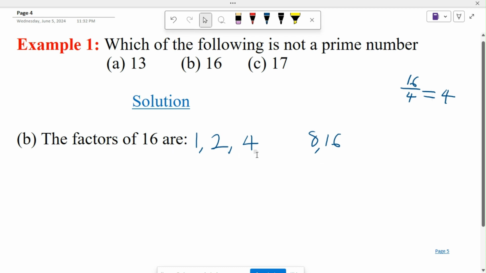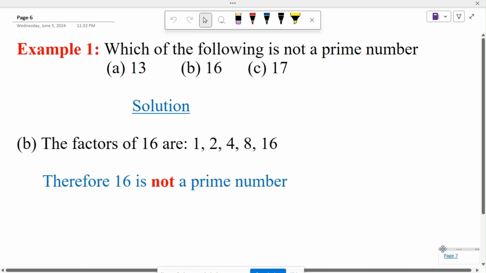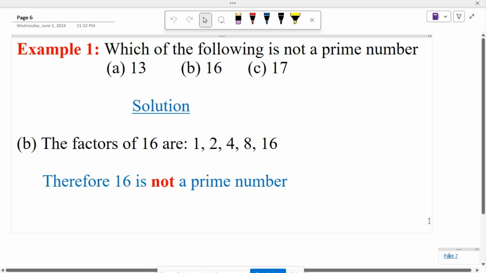So in this case, this defies the definition of prime numbers. As long as we have more than 2 factors for 16, therefore 16 is not a prime number. You can see we have 1, 2, 4, 8, and 16. So therefore, we conclude that 16 is not a prime number.